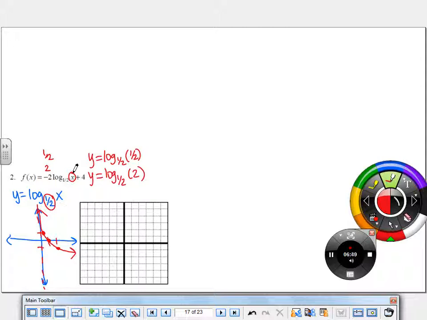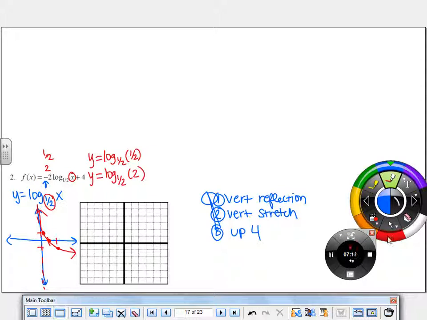Now, there's not really anything going on here inside the function, so I don't have any horizontal changes, but I do have a lot of vertical changes. So you see the negative out in front here, so I'm going to have a vertical reflection. The second thing that's going to happen is that I have that 2 out in front, so I'm going to have a vertical stretch. And then the last thing is that +4, so I'm going to have to move my whole graph up 4.